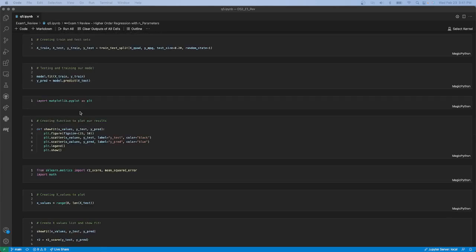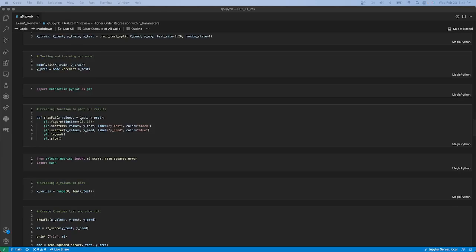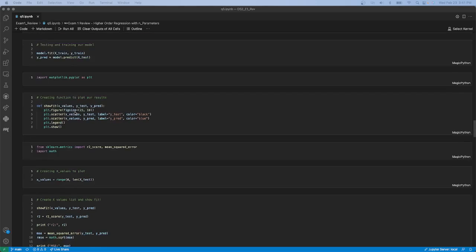Now we want to see what this is. So I just created this little function to show how well the predicted values correlate to what the actual y's were.